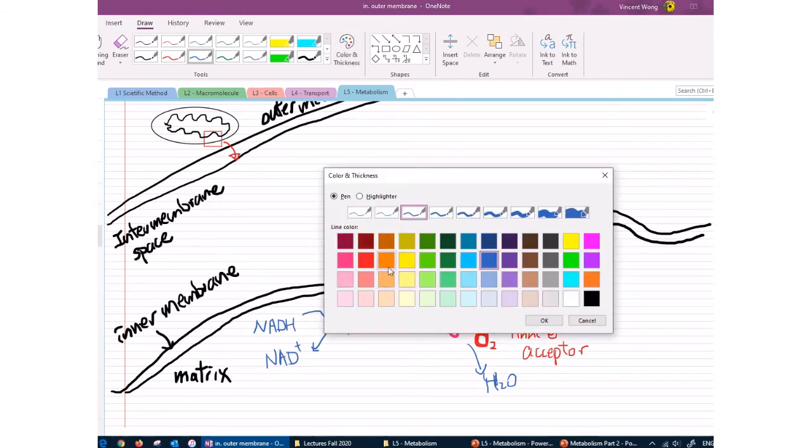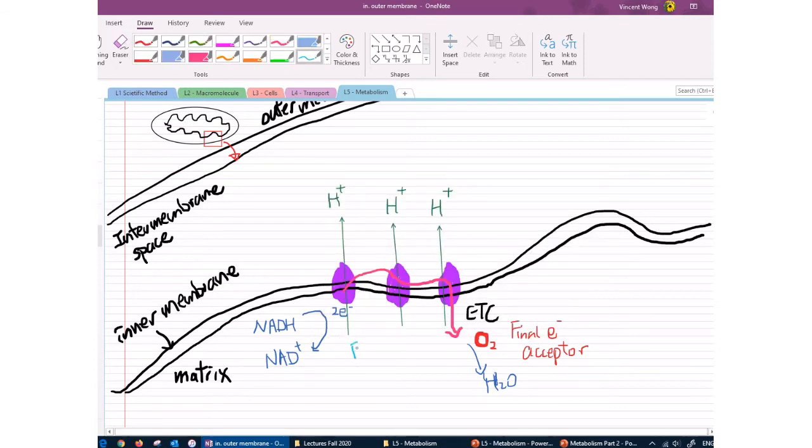We also have the FADH2. FADH2, as I said earlier, is going to have less energy. So FADH2 will deposit its electrons at a later point on the ETC, and then it will become FAD again. So the FAD can go back to the Krebs cycle and pick up more electrons. Since the FADH2 deposits the electrons at a lower point, it won't be able to pump as much H+ into the intermembrane space. So that's going to be important later on.